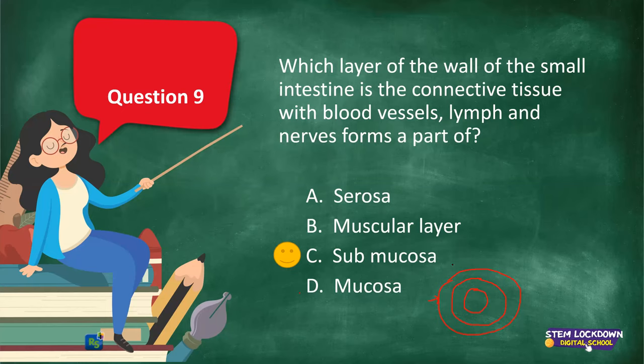So guys, just remember that your outer layer is your serosa, all right? It is followed by your muscular layer, and that is where you find your longitudinal and circular smooth muscle cells, right? And then we have the submucosa, which is where you find your connective tissue, your blood vessels, your lymph, and your nerves. And then the innermost layer is called your mucosa.